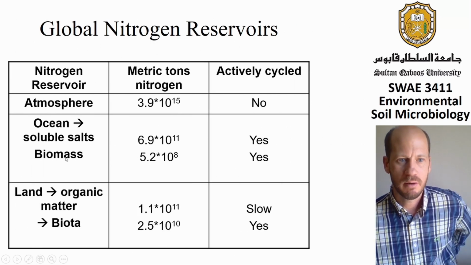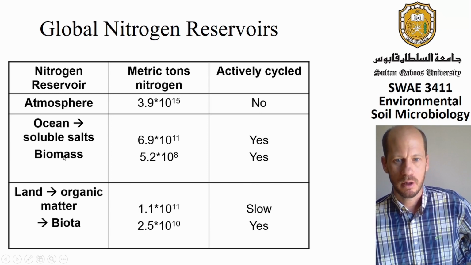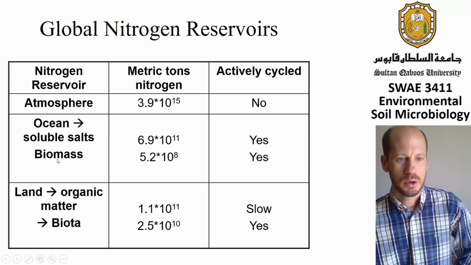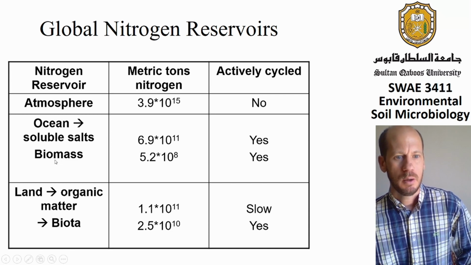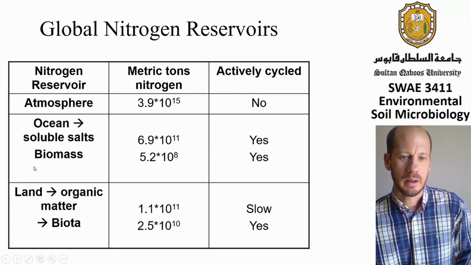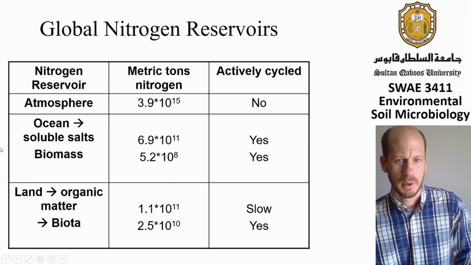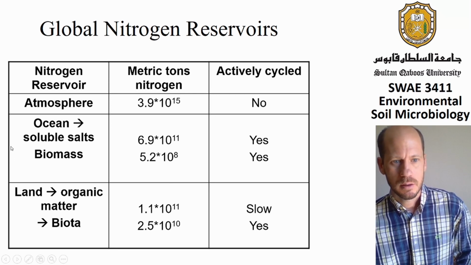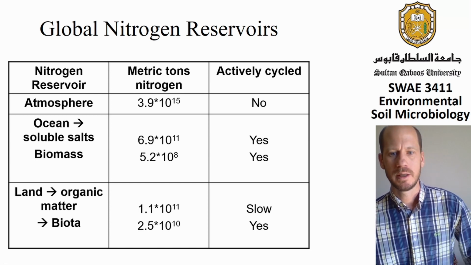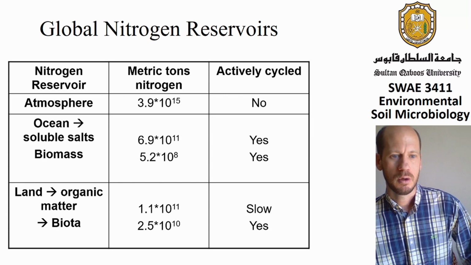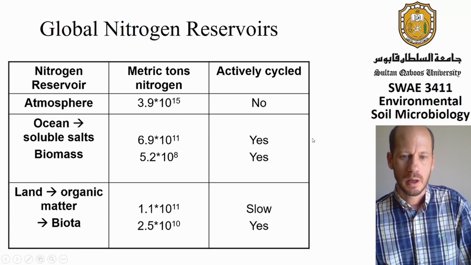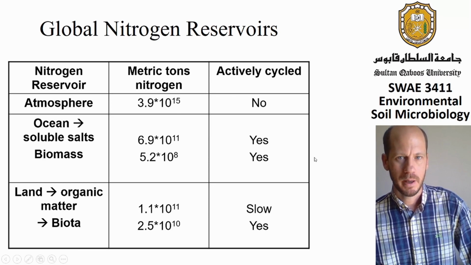So, talking about the reservoirs, the atmosphere is the biggest reservoir. Second, we have the ocean and the biomass in the ocean, and also in the salt. And we have the land nitrogen, which will be either in the organic matter or in the living organic matter, which is the biota. The quickest cycling pools are in the ocean and in the biomass. The atmosphere pool is not quickly cycling, and the organic matter in the soils is also slow cycling, considering that the humus is not easily decomposed by microbes.